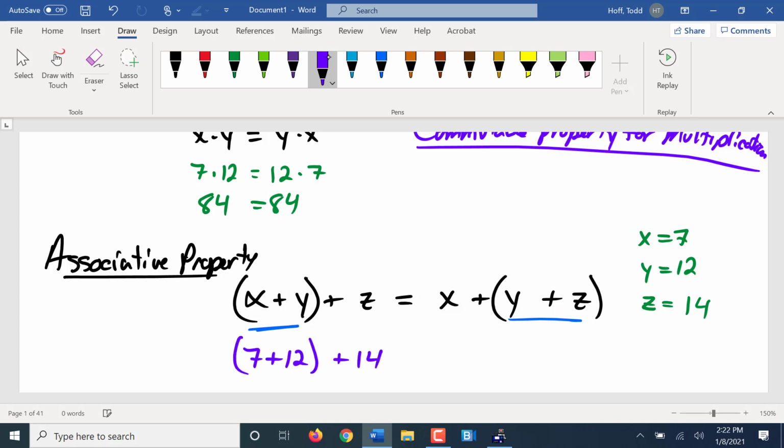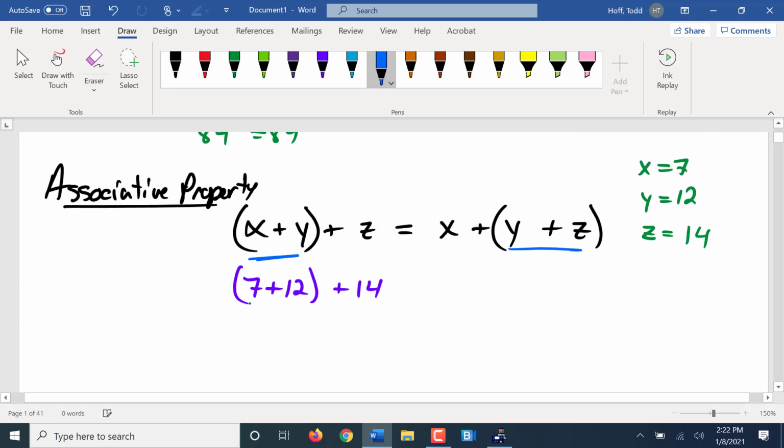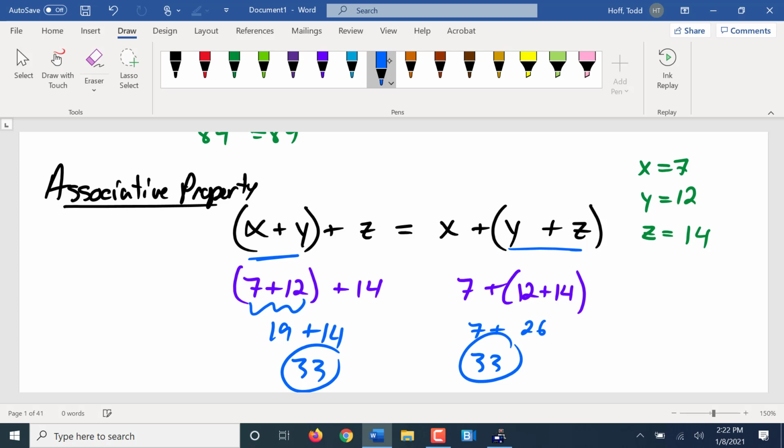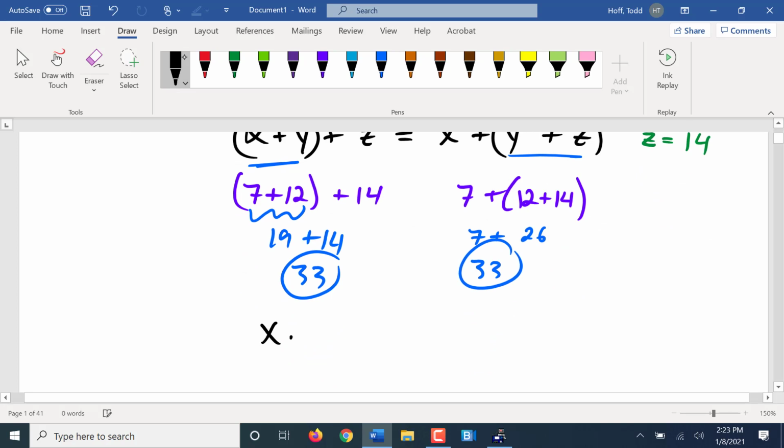So 7 plus 12 plus 14: what's 7 plus 12? 19, and 19 plus 14 is 33. Over here on the other side, we've got the 12 plus 14 first. What's that? 26, and 7 plus 26 is 33. So we get the same answer on each side. So obviously it works for addition. And it would also work for multiplication.